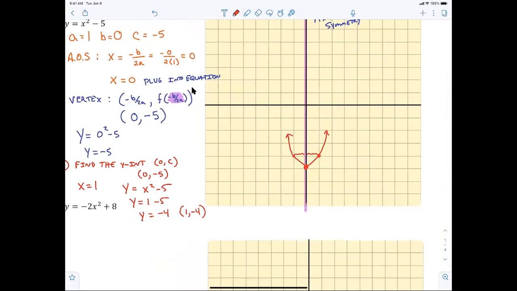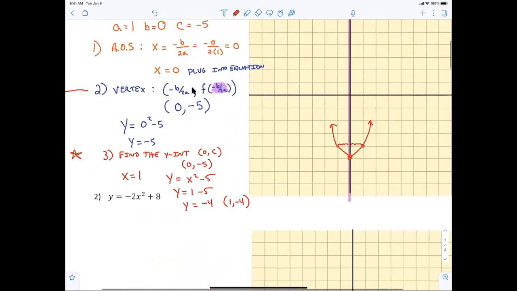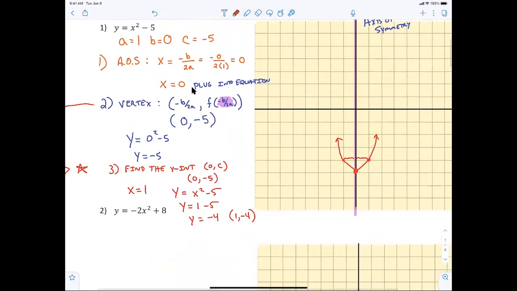All right, so I know that was a lot. That's why we're going to do it again and again and again. You'll get the hang of it. The most important thing is this: -b over 2a. That's the formula to find the vertex, -b over 2a.